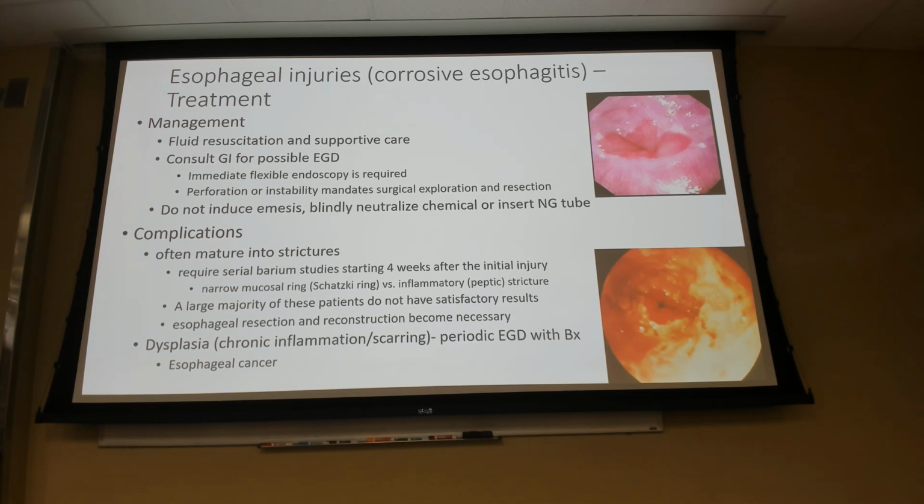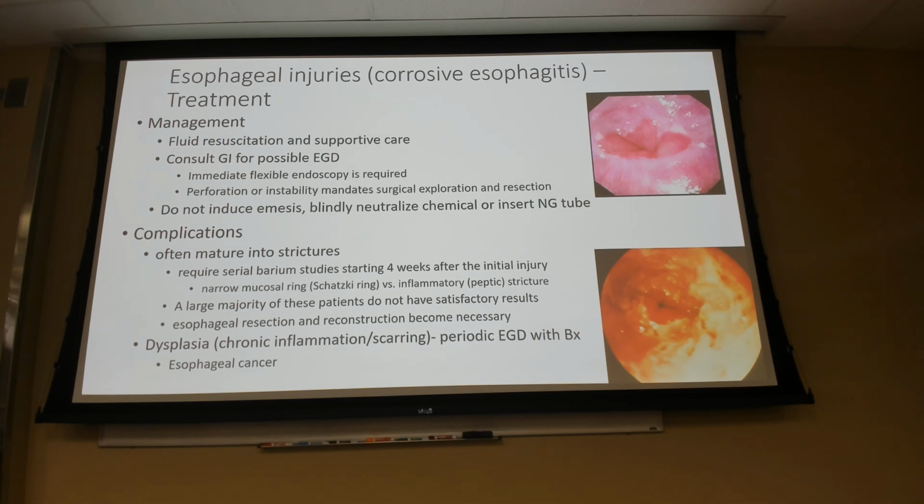We typically consult GI so that they can take a look at the esophagus and evaluate how bad the corrosive agent is or what sort of damage it has caused. But what you commonly see after this is strictures in these patients, which can be very concerning. So that's why we follow them up typically every 4 weeks, doing a barium study.